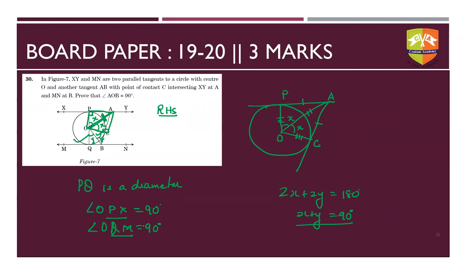So PX and QM are parallel. So you are saying OP is perpendicular to PX and OQ is perpendicular to QM, and PX is parallel to QM. Therefore, OP is either parallel to OQ or OPQ is a straight line. Okay. So you can first prove that. But these are for 3 marks, so I would have assumed this theorem to be true. And then there are 2 congruences to be proven. But if you have time, please.